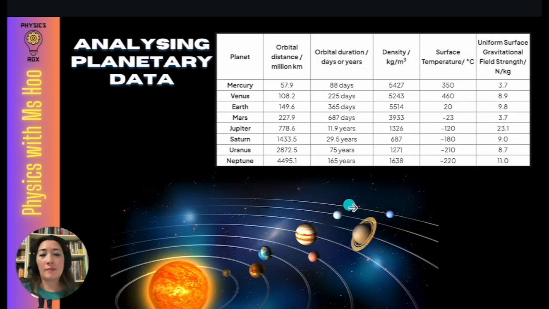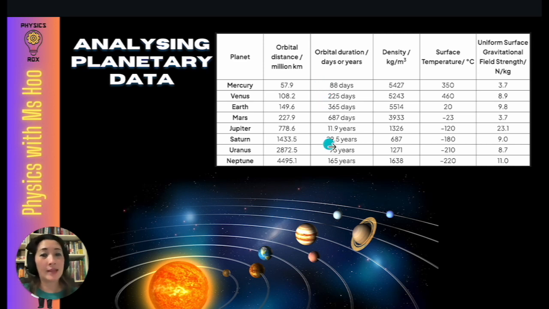So, for example, if we were to look at the planets and all the characteristics, you may be asked, for example, to find a relationship between the distance of the planet from the Sun with the orbital duration. So looking at the orbital distance would be the distance of the individual planets from the Sun, and compare that to the orbital duration. So let's look at the trend of the numbers. As you can see, when the orbital distance increases, the orbital duration also increases.